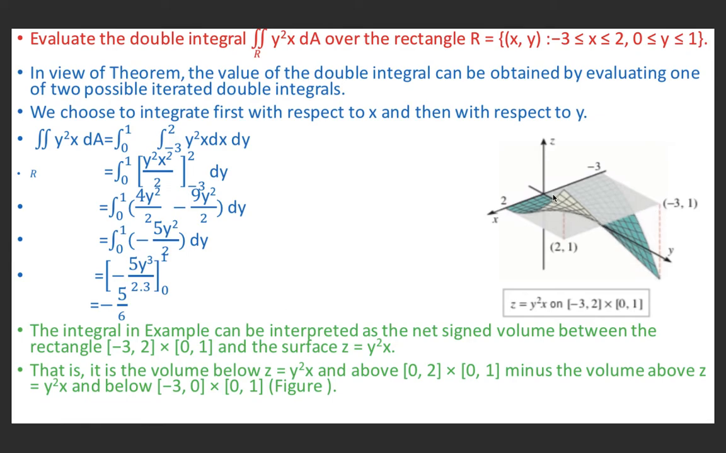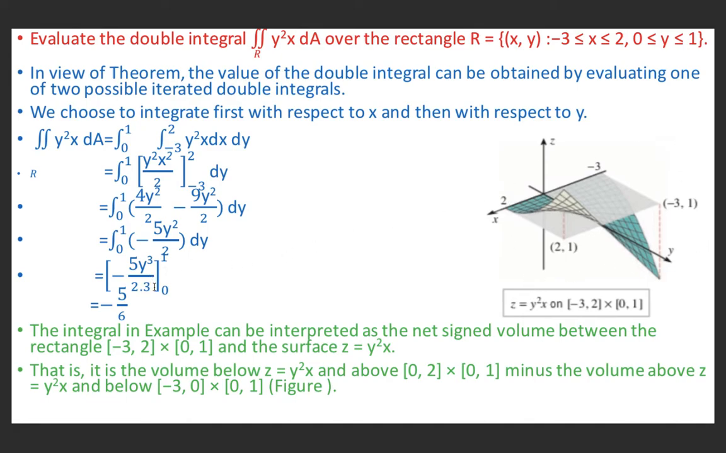So the net integral is the volume below z equal to y square x and above the region 0 to 2 by 0 to 1, minus the volume above z equal to y square x and below the region minus 3 to 0 by 0 to 1. It is clear from the figure also.